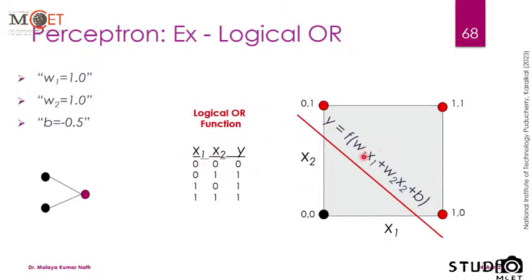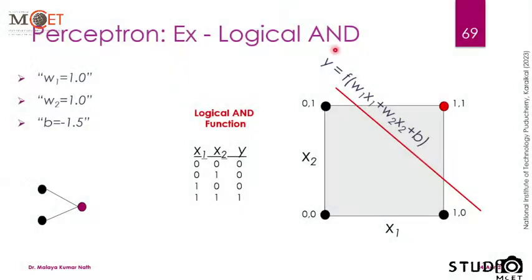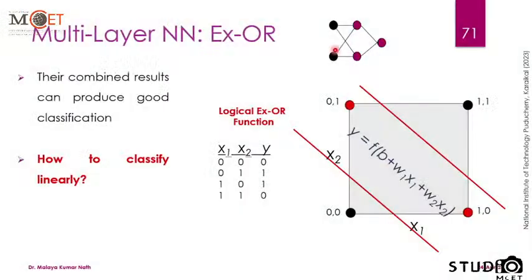Now, if I consider W1 is equal to 1.0 and W2 is equal to 1.0 and B is equal to 0.5, then I can see that for 0, 0 input, your output is negative, and for the rest of the combinations, your output is positive. So I can do the separation in this case. This same thing is happening in case of a two input logical AND gate. But what will happen in case of an exclusive OR gate?